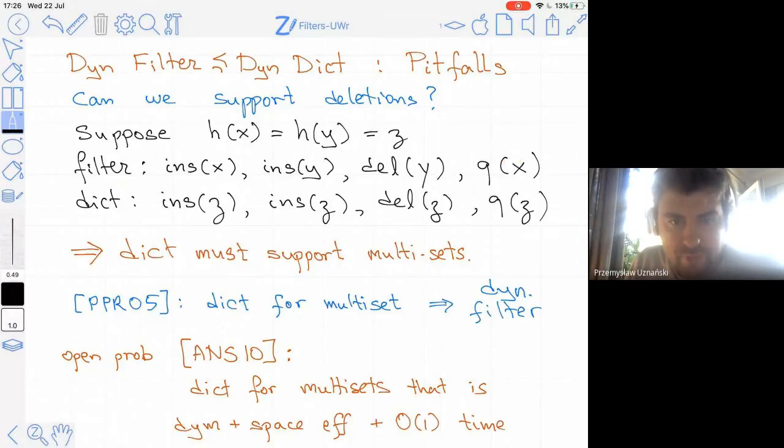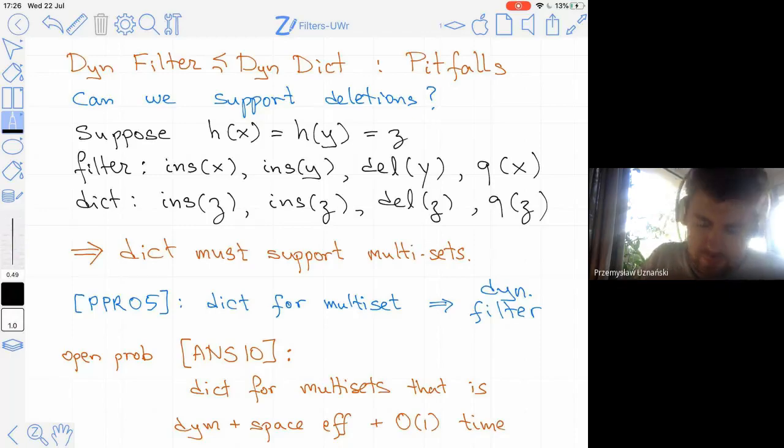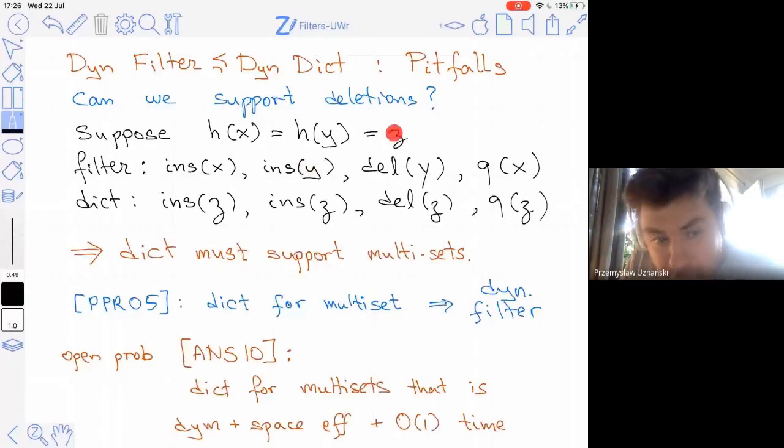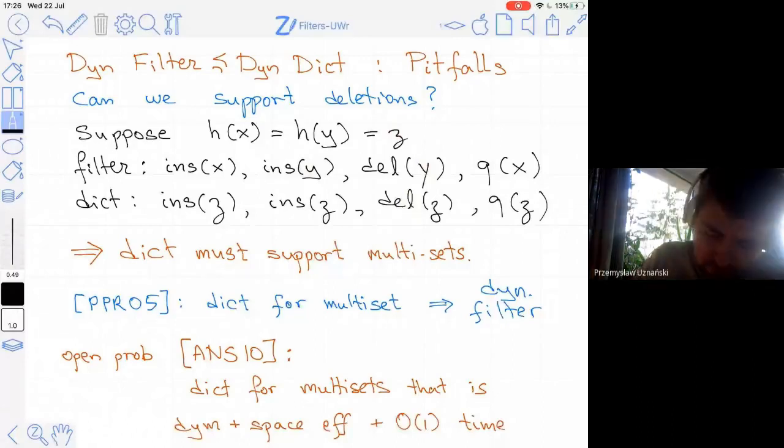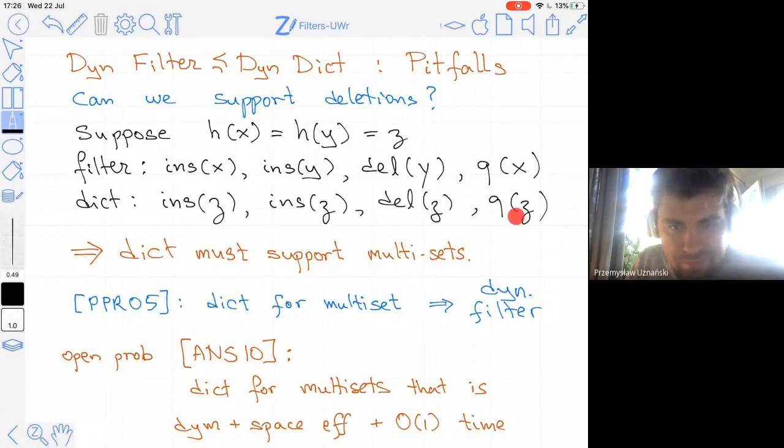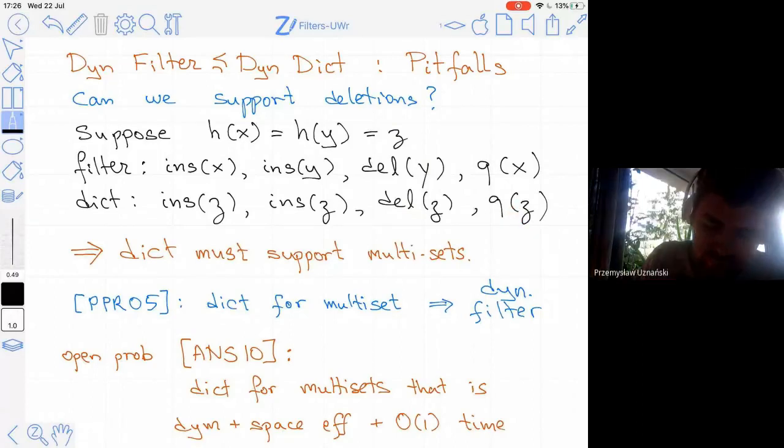What does the dictionary do? Well, the dictionary inserts the image of x. The image of x is z, so it inserts z. Then it inserts the image of y. The image of y is also z. Then it deletes z because it wants to delete y, and the image of y is z. So you inserted two copies of z, deleted one copy of z, you query z, and the question is, will the dictionary answer yes or no? Will it say that z is in the set or not in the set?